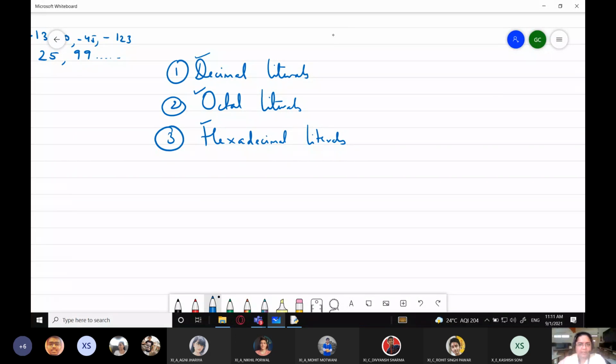There is a chapter, data representation, in your course which we will be seeing towards the end of the first term, and there you will study in depth about these, but right now I am just giving you a small introduction. Decimal system or decimal literals are those which belong to the decimal system of numbers. And what is the decimal system of numbers? The system of numbers which we follow already.